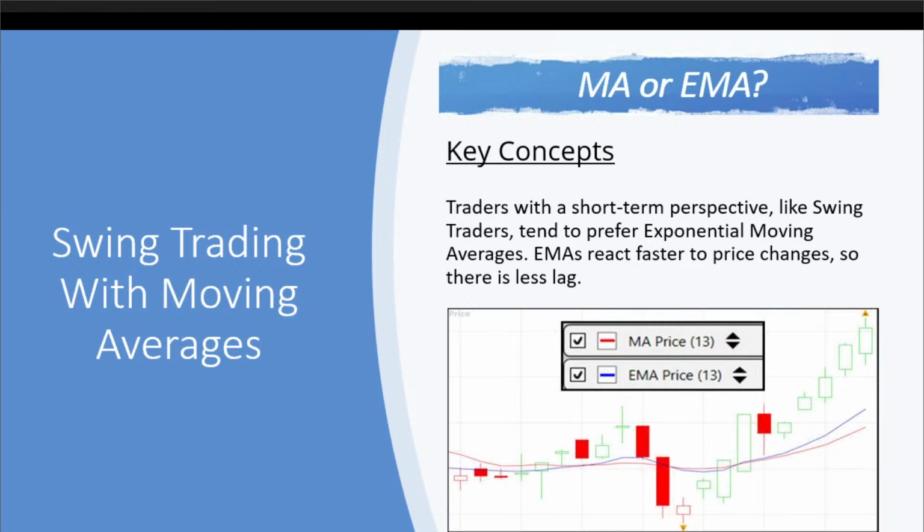So if you plot both moving averages on a graph like you see here, you'll notice that the EMA, which is the blue line, hugs price a little more closely and reacts more quickly to price changes than the simple moving average. Because the EMA, again, puts more weight on the current prices or the more recent prices.